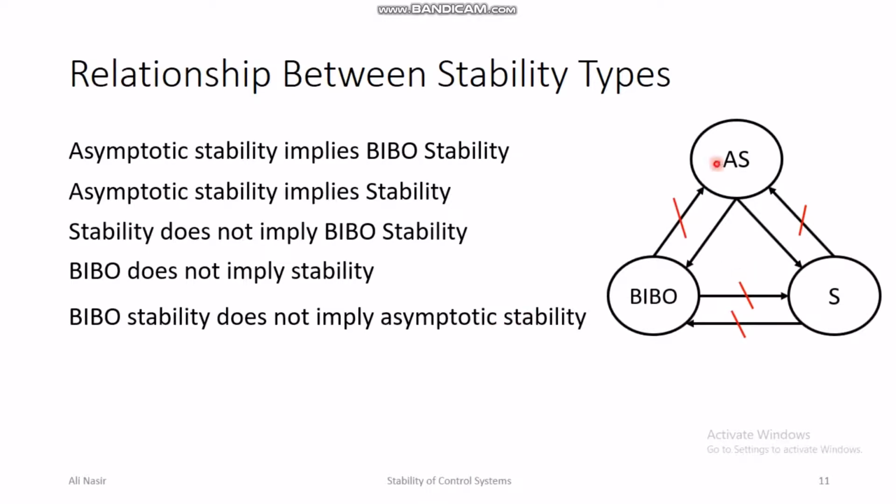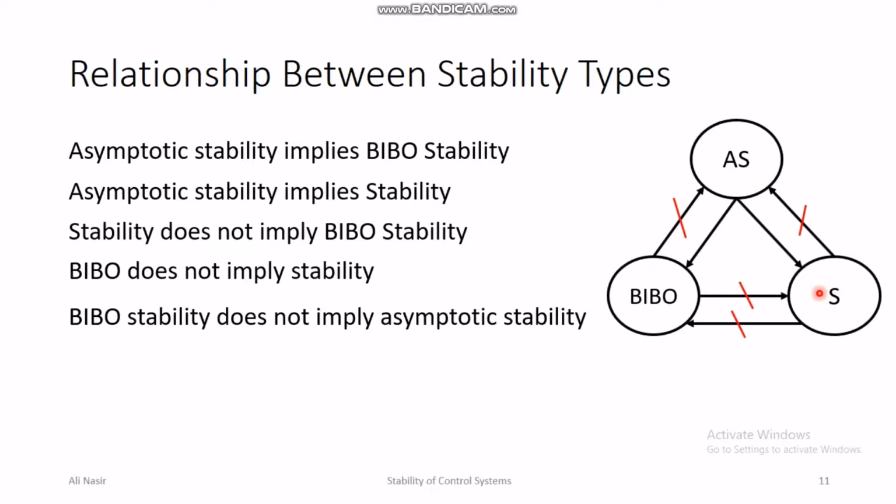Asymptotic stability implies BIBO and asymptotic stability implies stability. BIBO does not imply asymptotic stability, and simple stability and BIBO stability do not imply each other. So do not imply means they do not give any information about the other type of stability. If you know BIBO stability of the system, you have no information about the internal stability of the system. But if the system is asymptotically stable, then you know for sure that the system will automatically be BIBO stable and stable in the sense of Lyapunov.